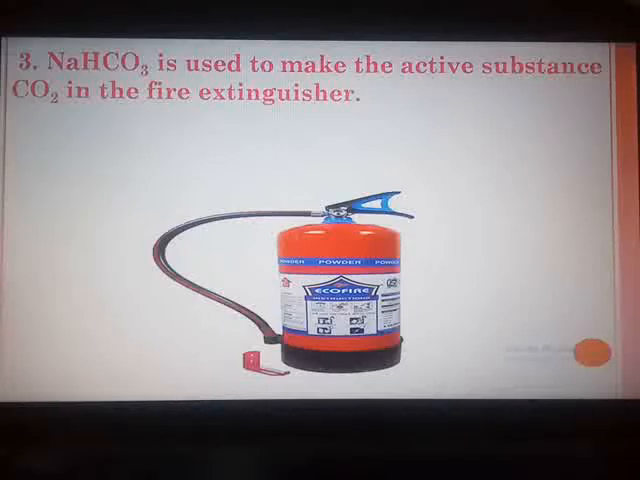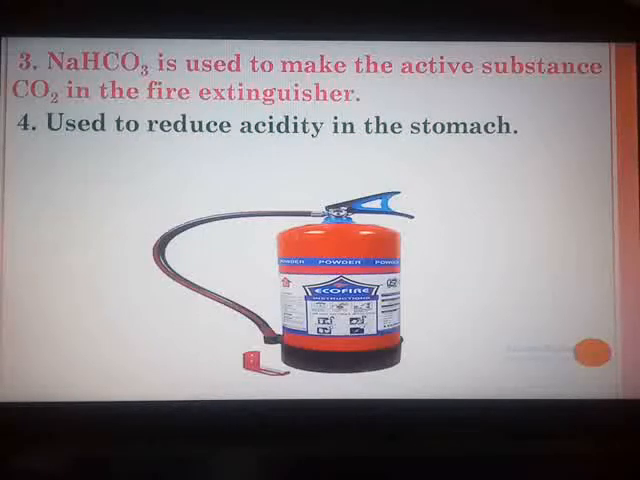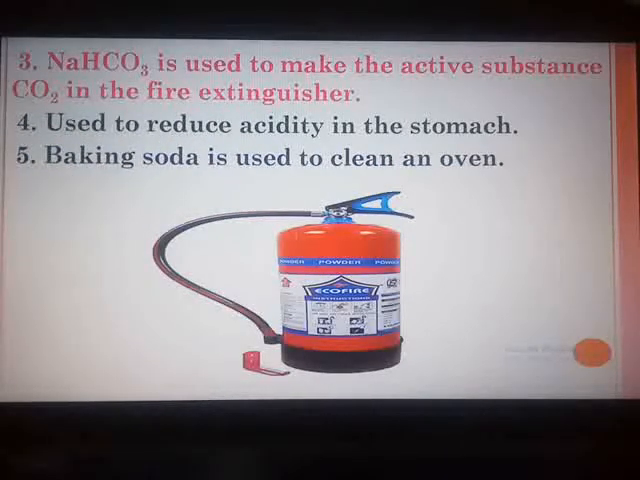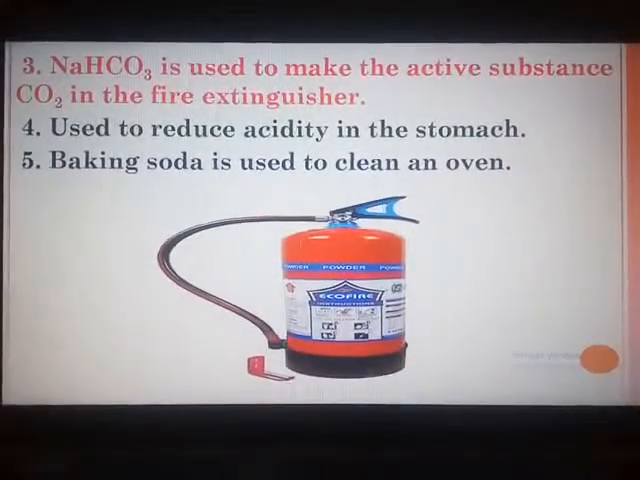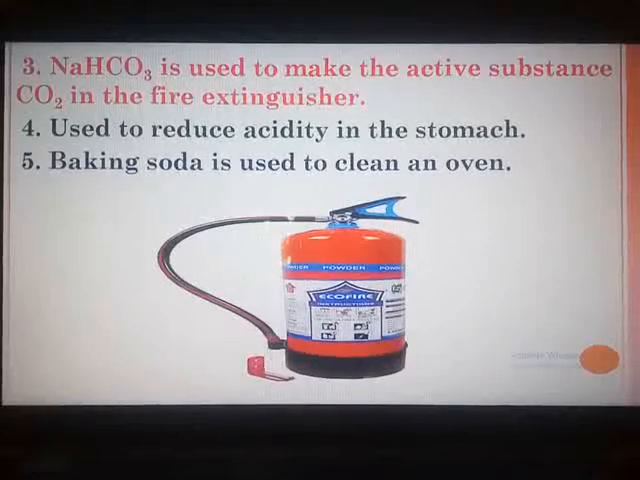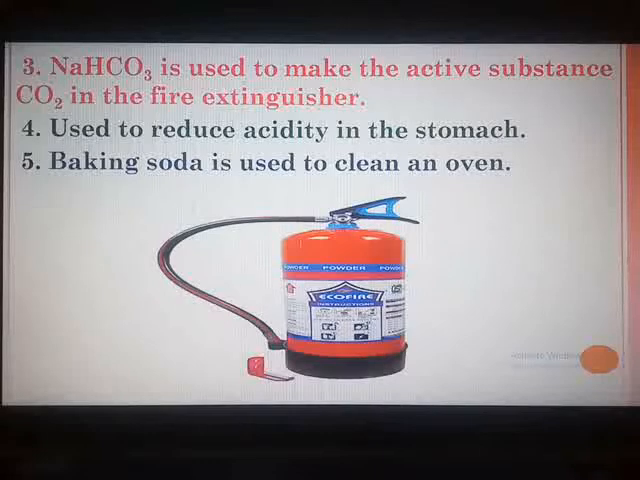releasing carbon dioxide gas. The next use is that it is used to reduce acidity in the stomach and it is used to clean an oven. Now, why is it used to reduce the acidity in the stomach? I had told you, being basic in nature, it neutralizes the excess of acid which is produced in the stomach and hence it is used to reduce the acidity problems.